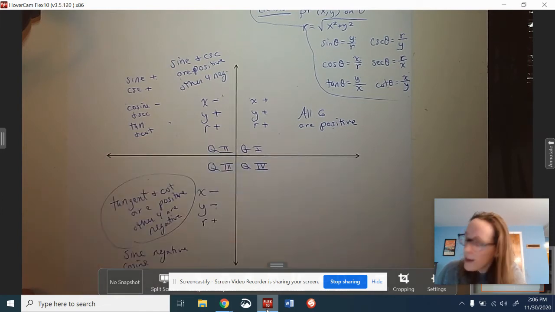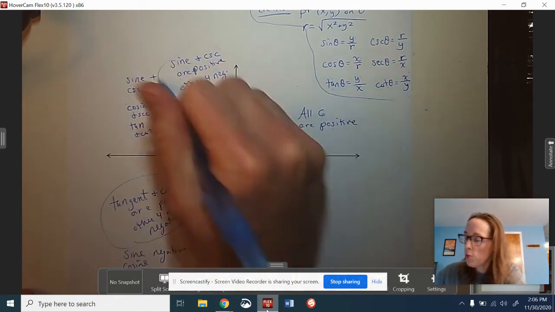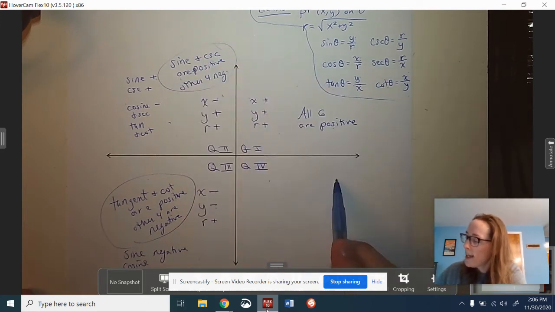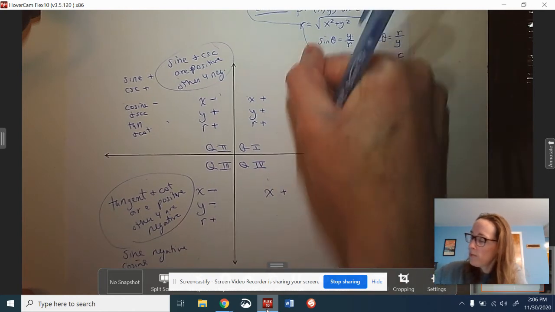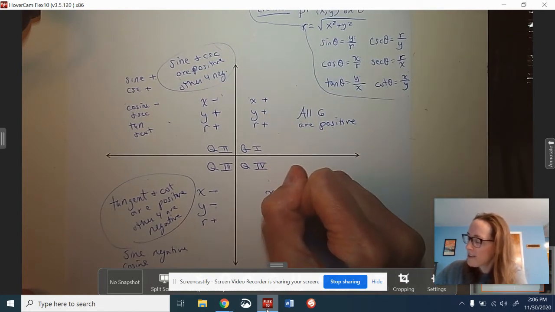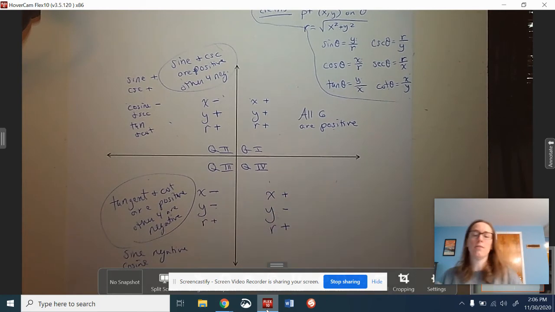Okay. And then let's repeat the process for quadrant 4. So in quadrant 4, if you take any point in quadrant 4, you're to the right of the origin, so x is positive, but you're down below the x-axis, so y is negative, and r is always positive. Go ahead and figure out who's positive here.